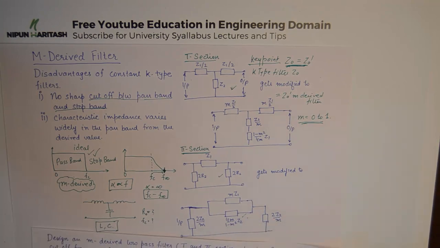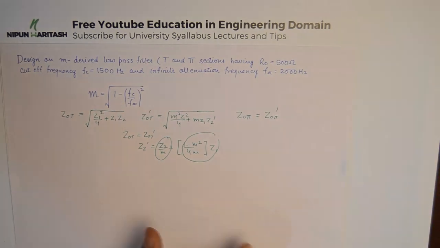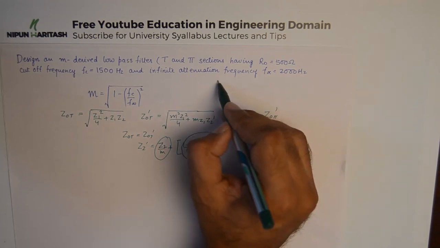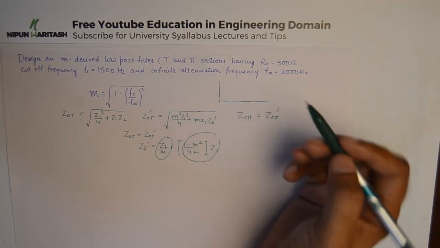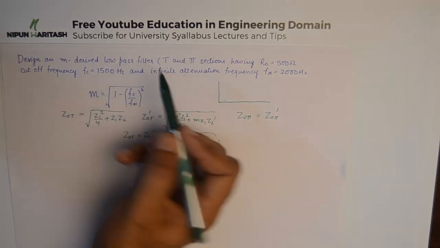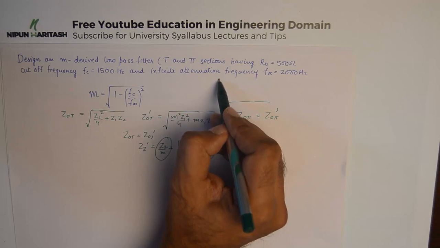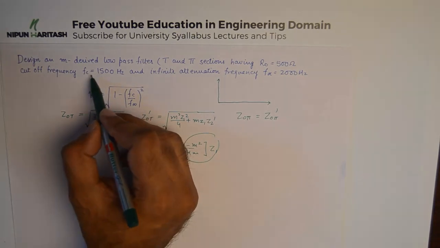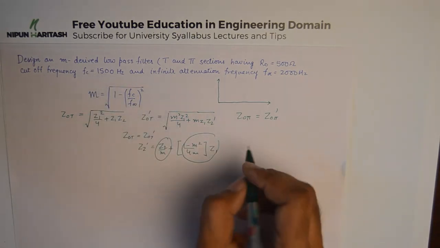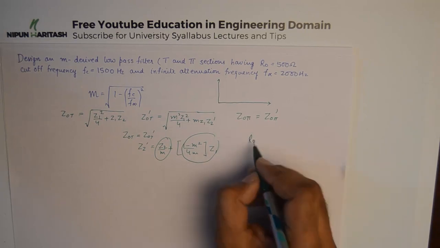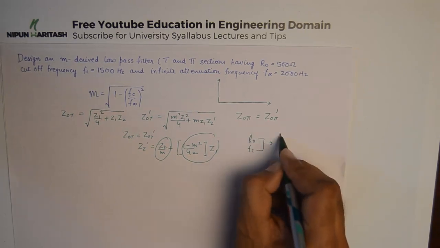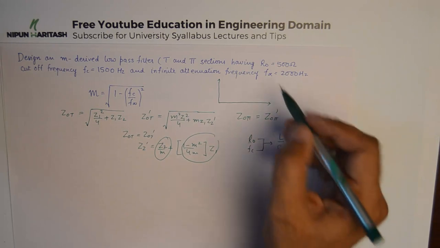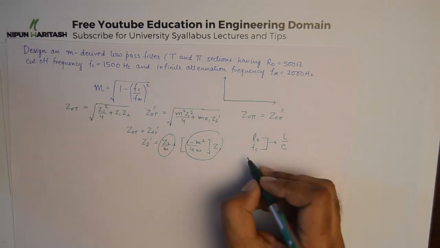But that being said, the actual question will look something like this. It'll have a problem in hand, which we already have seen, that if we were to design an m-derived low pass filter, of course both the T and pi sections, and we've been given the characteristic impedance 500 and the cutoff frequency 1500. R naught and FC are given so that we can find L and C. We can find the values of L and C from this R naught and FC by using the same formulas.